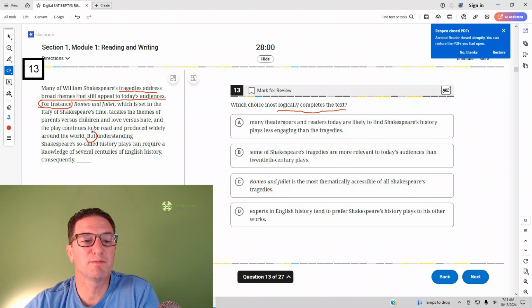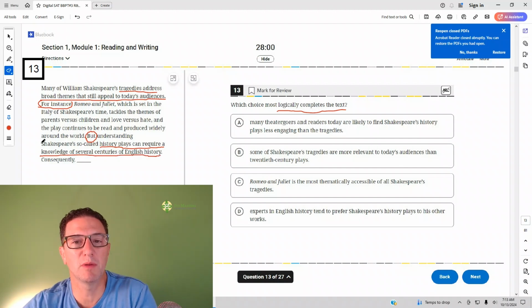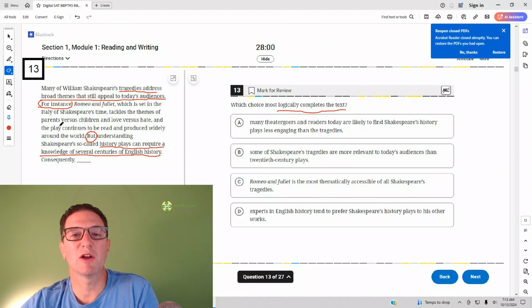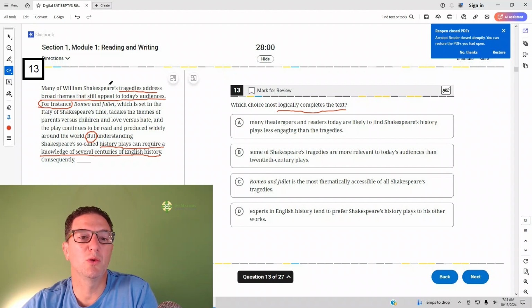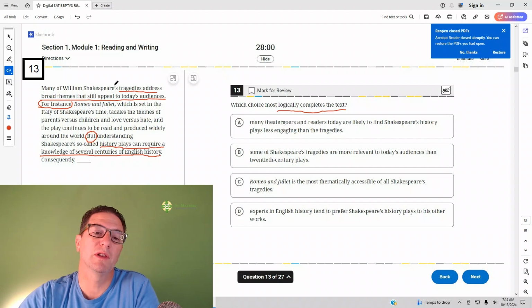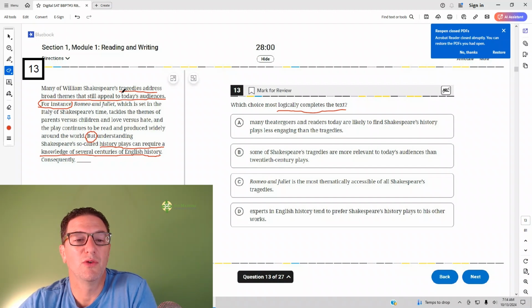But whenever it says but, you want to pay attention to but. And then we've got, understanding Shakespeare's so-called history plays can require a knowledge of several centuries of English history. Consequently, and so on. So if you've got your prediction now, fantastic. If not, you want to review what you've highlighted. The Bluebook app will allow you to highlight what you've read so far. So what we've got is tragedies address broad themes, so they appeal to today's audiences. We get an example of that in Romeo and Juliet. And then we get a but, and then it says history requires knowledge.